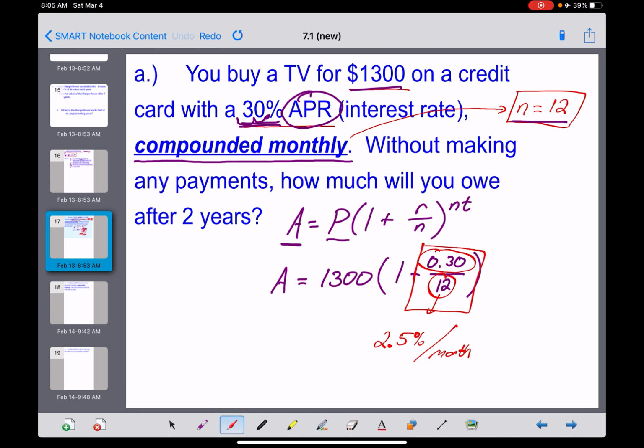Now, why is that important? Let me show you what happens next. The exponent now is the product of n times t. N is still going to be 12. So remember, guys, this number and this number are both representing the same variable. Those two numbers should always be identical. So the power is n, and then multiplied by t. The length of time in years for this loan is going to be 2.